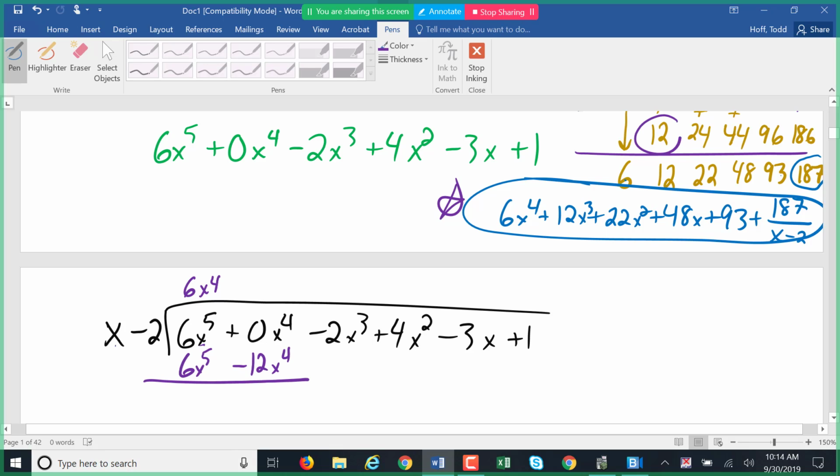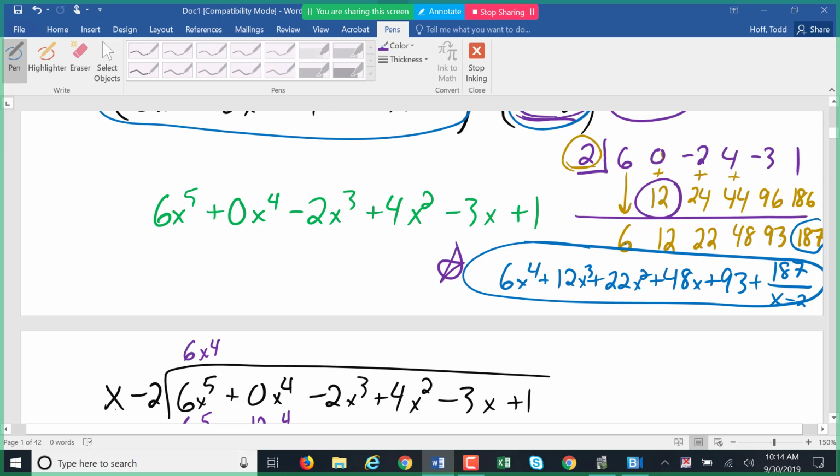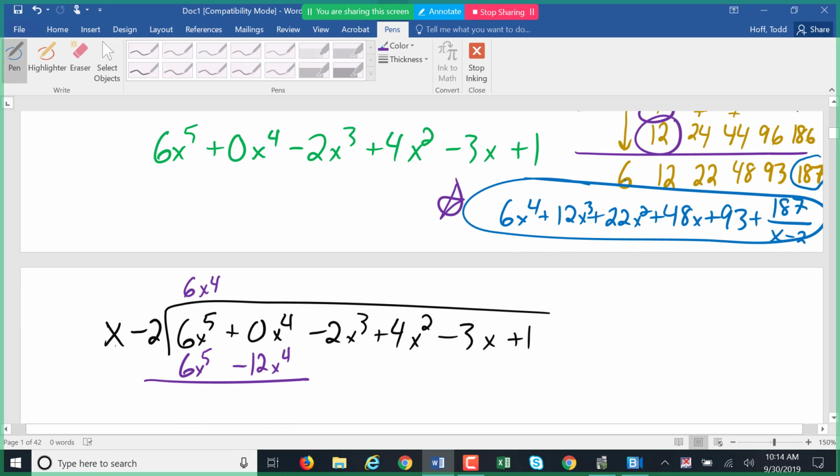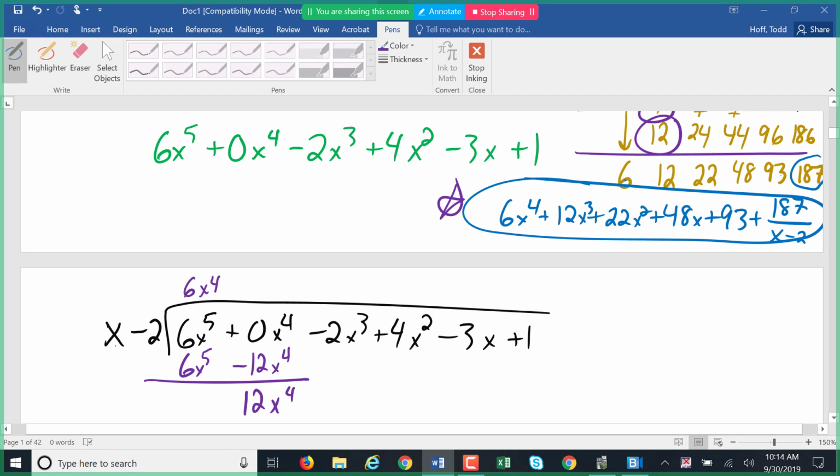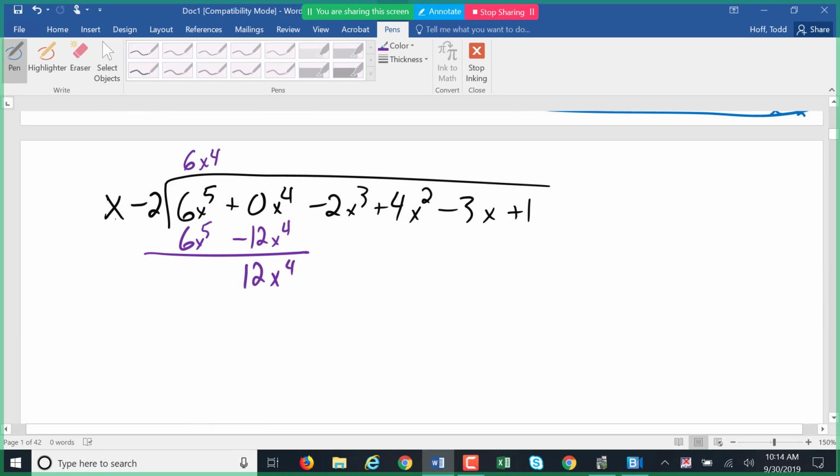Now you'll notice this is a positive 12, this is a negative 12, but remember over here, we added instead of subtracting. 0 minus a negative 12 is positive 12x to the fourth. Over here, we did get a positive 12 after that. So bring down the next term, negative 2x to the third.